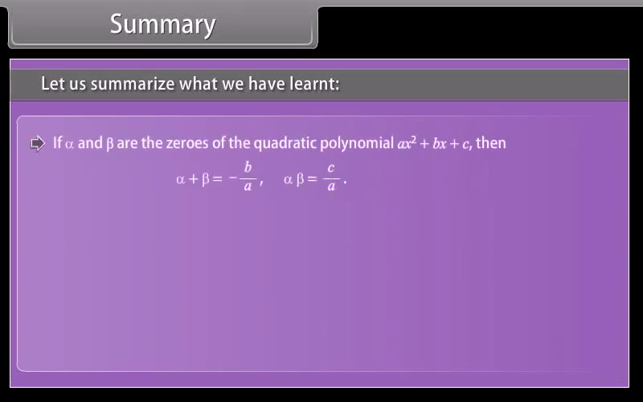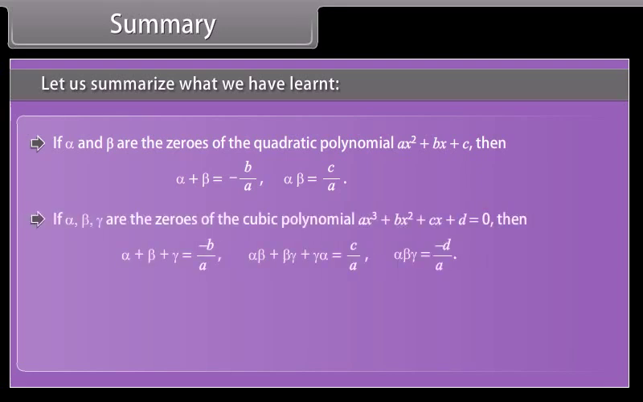If alpha and beta are the zeros of the quadratic polynomial ax squared plus bx plus c, then alpha plus beta is equal to minus b upon a. Alpha beta is equal to c upon a. If alpha, beta, gamma are the zeros of the cubic polynomial ax cubed plus bx squared plus cx plus d equals 0, then alpha plus beta plus gamma is equal to minus b upon a. Alpha beta plus beta gamma plus gamma alpha is equal to c upon a. Alpha beta gamma is equal to minus d upon a.